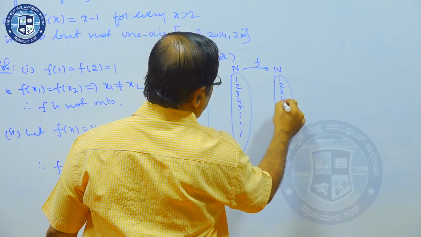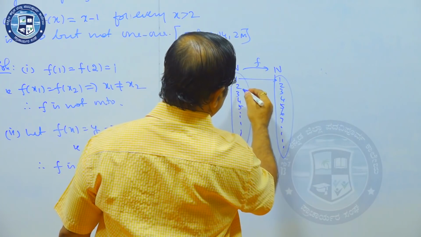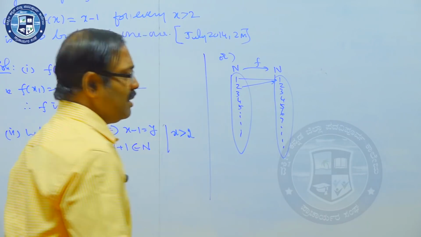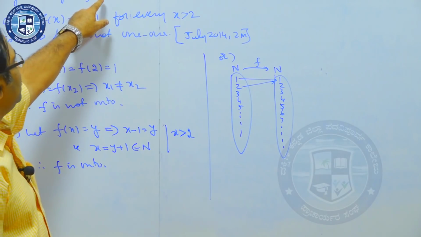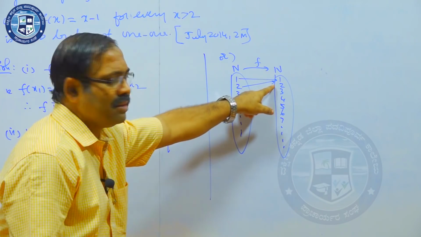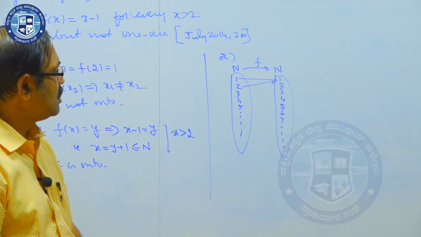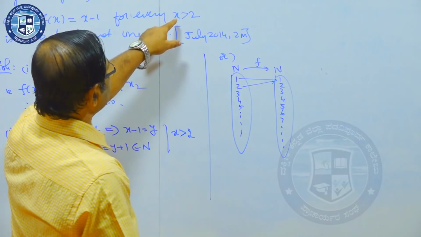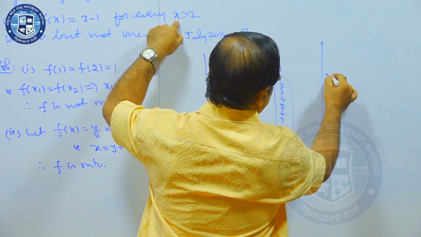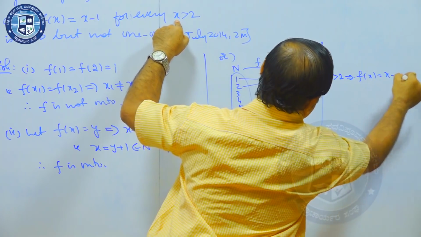1, 2, 3, 4, 5, 6, 7. Now they have given 1 to 1, 2 to 1. They have given this. See, f of 1 is 1. f of 2 is 1. They have given f of 1 is 1, f of 2 is 1. So next, x greater than 2. Look here, x greater than 2 implies f of x is x minus 1.